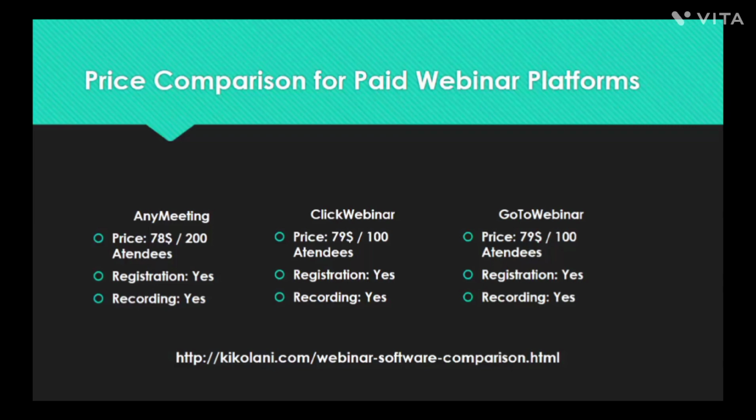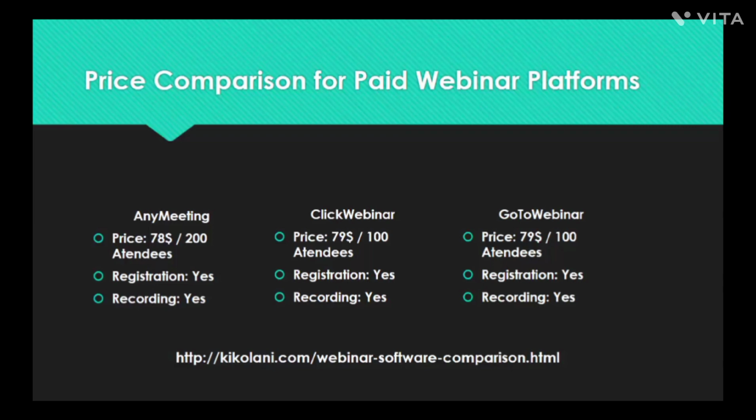Then we have Click Webinar, which in my opinion has a better interface than AnyMeeting. Okay, it's more user-friendly, to say so. The price starts at $79 for 100 attendees, which is actually a better price than for most of the platforms, but it's like an average. It's worse than for AnyMeeting, as you can figure out. It has registration forms and landing pages, which is okay, reminders, which is okay, and also it records your webinar, which is okay, because in the future you may want to use your replay of the webinar.